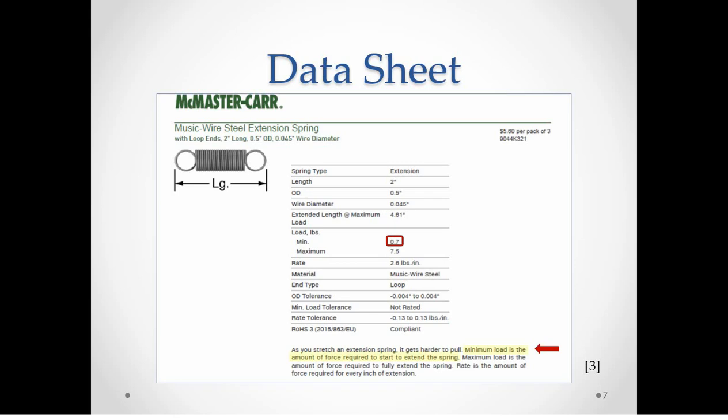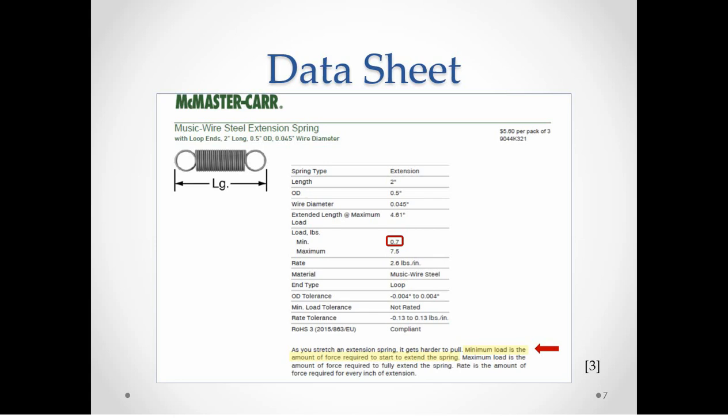The minimum load is 0.7 pounds. Note the arrow and highlighted text at the bottom of the page. The minimum load is the amount of force required to start to extend the spring. This means that if, for example, the spring is loaded with 0.5 pounds force, the spring will remain at its unloaded and unextended length. This means that the spring will behave in a non-linear manner.